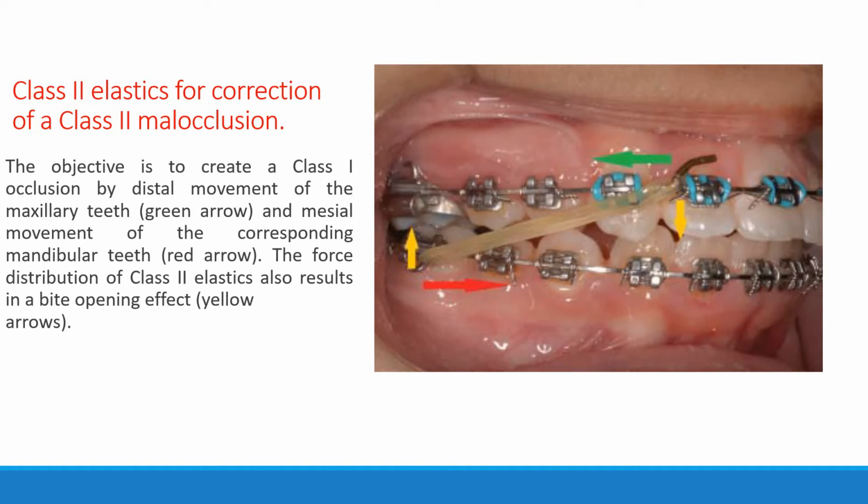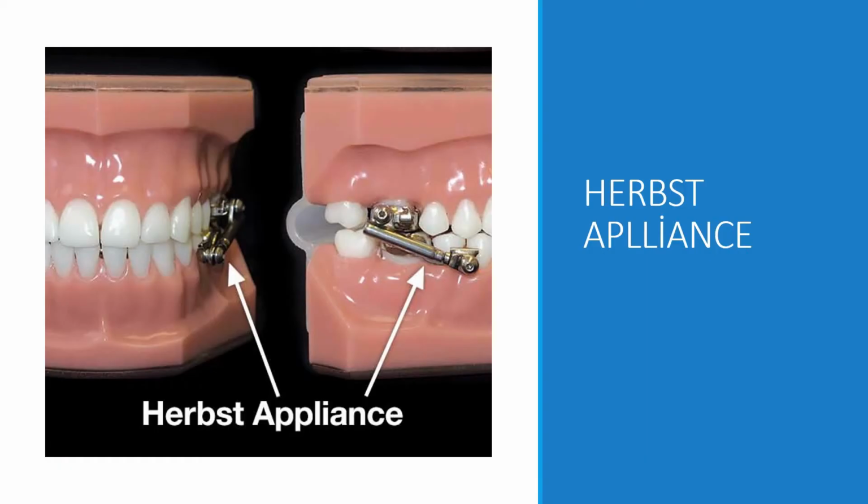In even more severe class 2 division 1 malocclusion cases with mandibular retrognathism, the Herbst appliance may be very useful. This appliance has been extensively described and evaluated. According to existing evidence, fixed functional appliances are effective in the short term to improve class 2 malocclusion, but the effect is mainly dentoalveolar rather than skeletal.